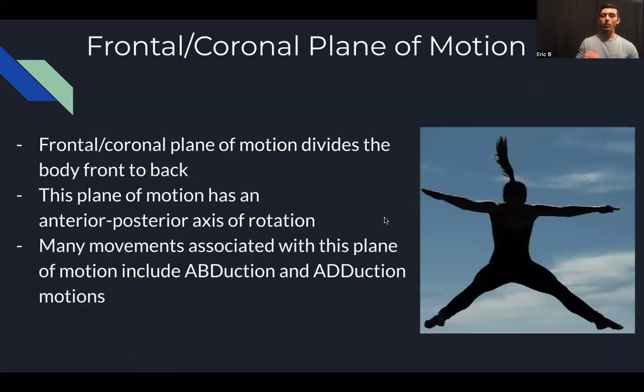Next up, we have the frontal or coronal plane of motion. This typically divides the body front to back, and it has an anterior to posterior axis of rotation. So think about it this way. We have the line going through the middle, anterior to posterior, and a lot of these motions are like abduction and adduction. If you think jumping jacks or side lateral raises, a lot of those motions, abduction is going out to the side, further away from the midline of our body, and adduction is coming in, closer towards the midline of our body. So that's the frontal or coronal plane of motion, and its associated anterior posterior axis of rotation.